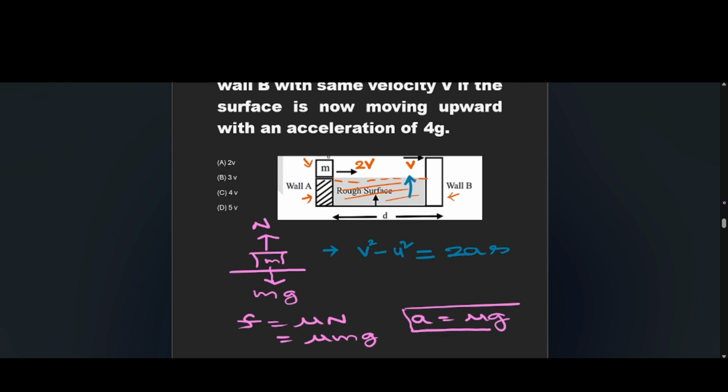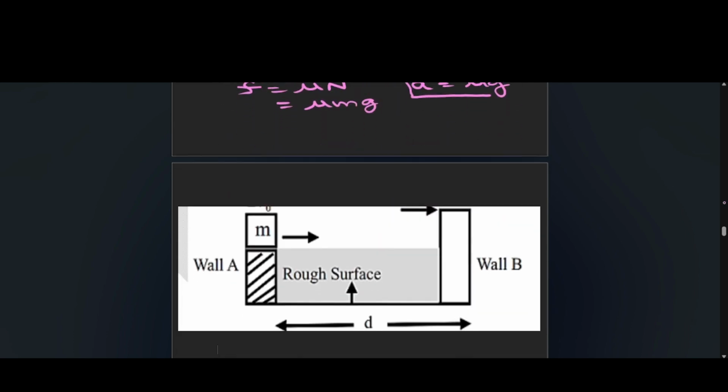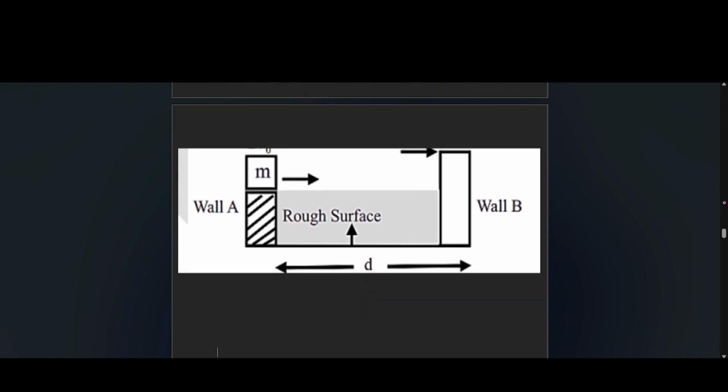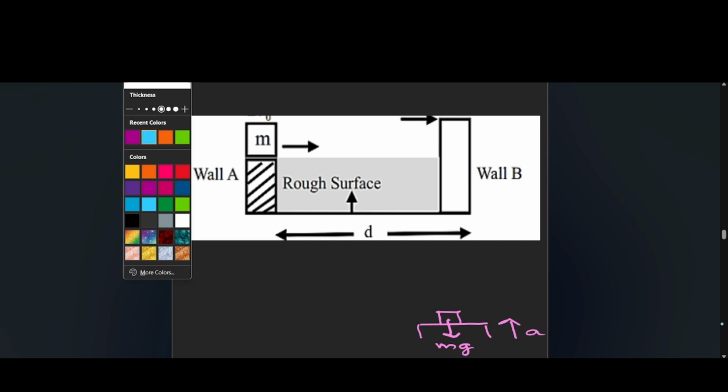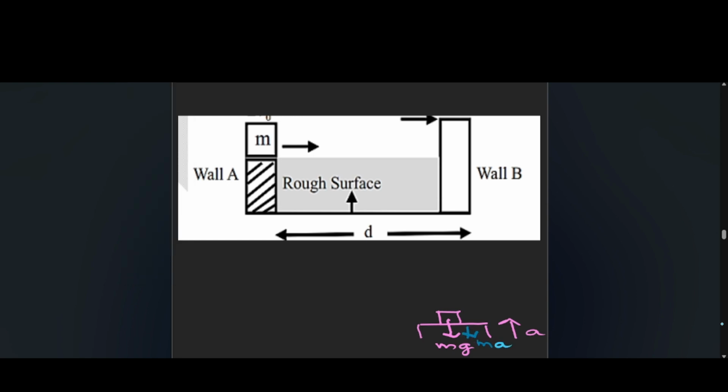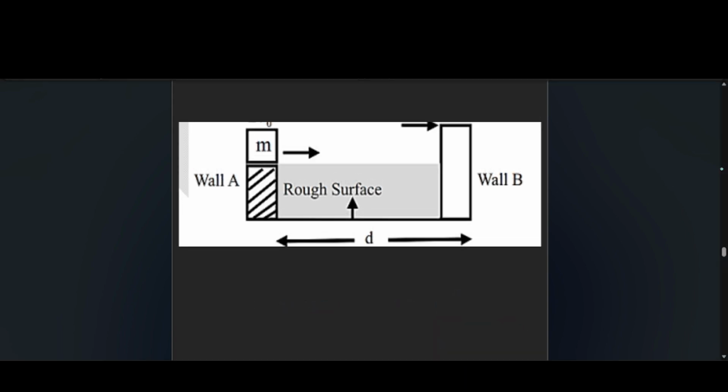Another important concept related to this problem is when the rough surface is moving with some acceleration in upward direction. Say the rough surface is moving with acceleration a in upward direction. Then the block experiences a pseudo force. Okay, so mg acts vertically downwards, and because the rough surface is moving up, the pseudo force acts downward, which is equal to ma. The normal reaction N as usual, so N equal to ma plus mg. Okay, so we'll solve the problem.